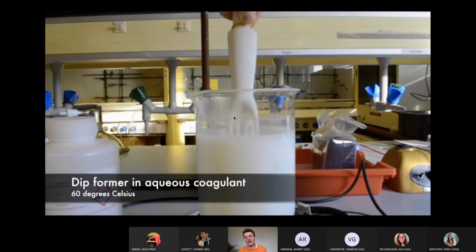And then these latex particles now have film formed, so they form a mechanically coherent film, and you can just strip it off the ceramic former, and there you go. A tiny little glove has been made in literally a few minutes.